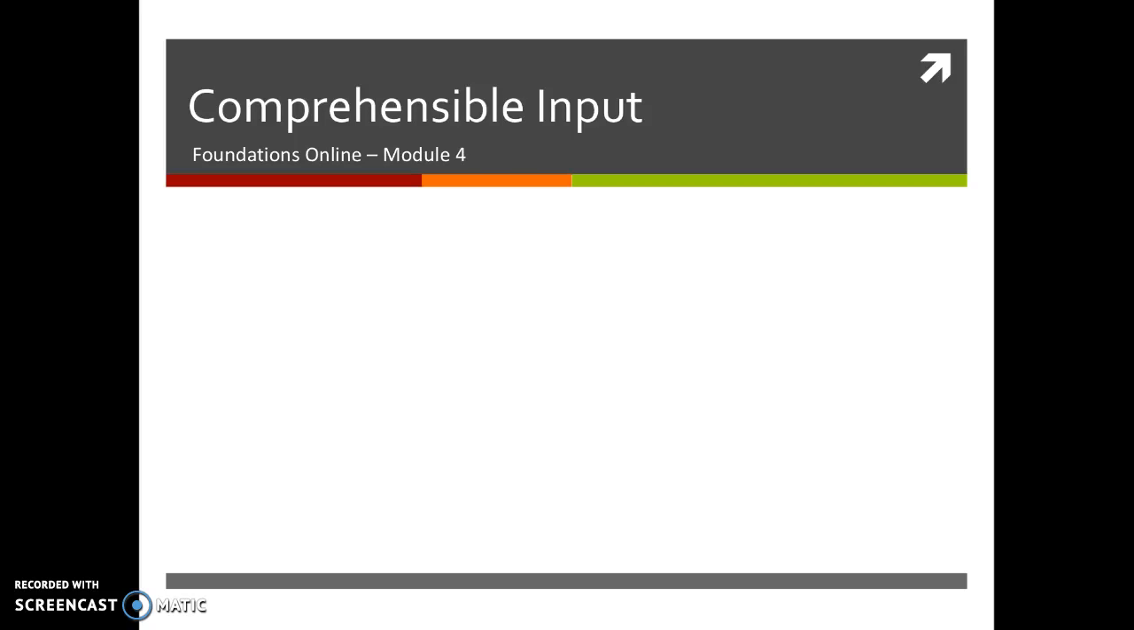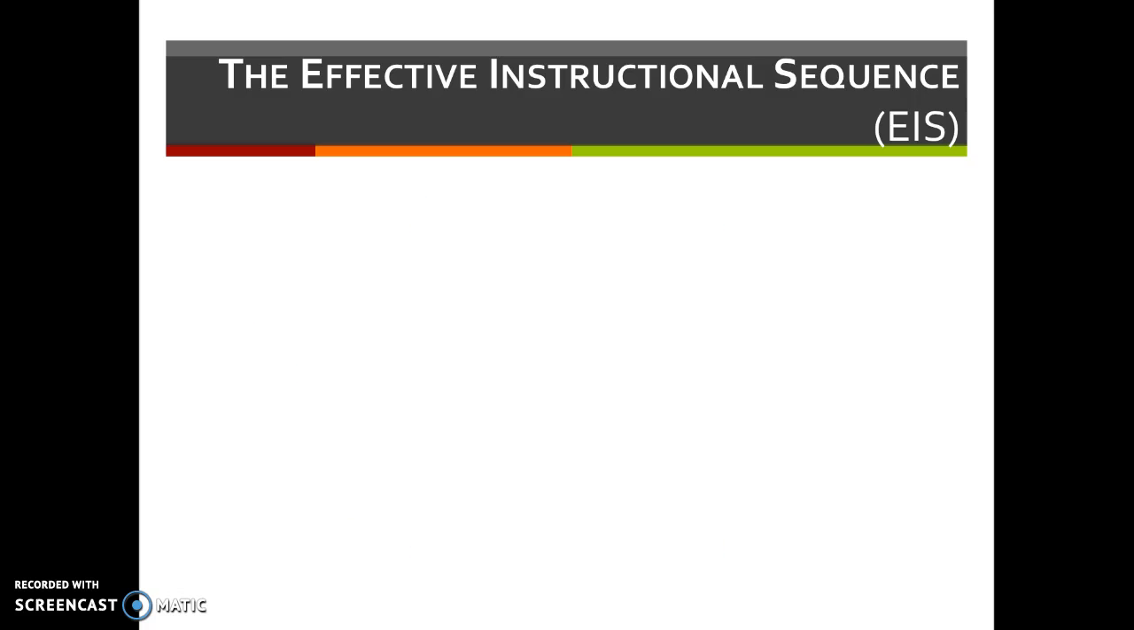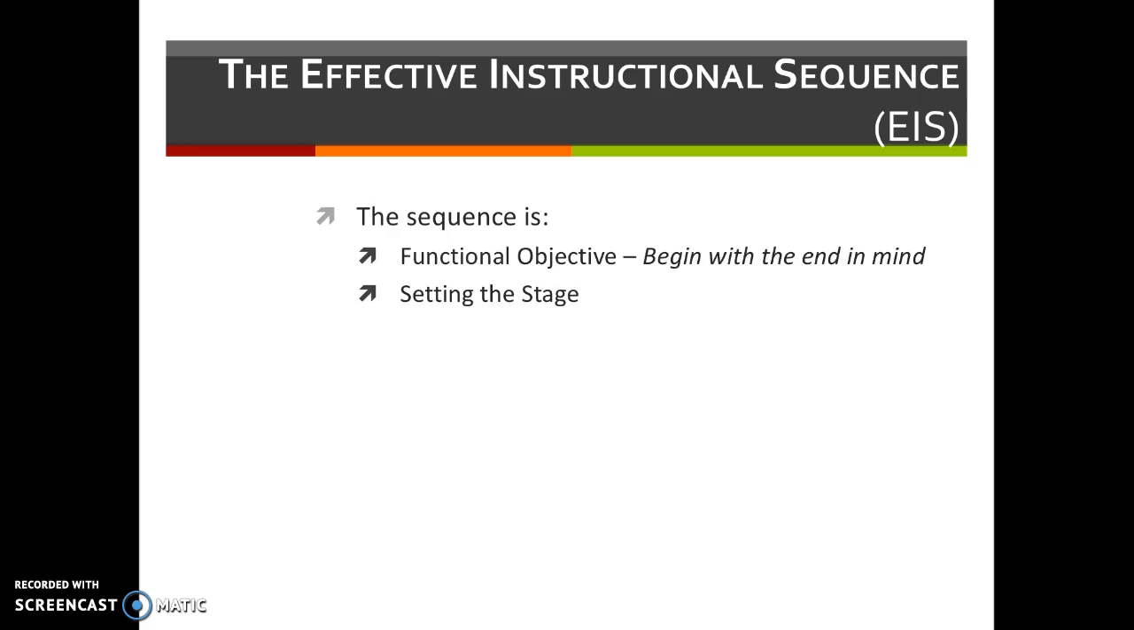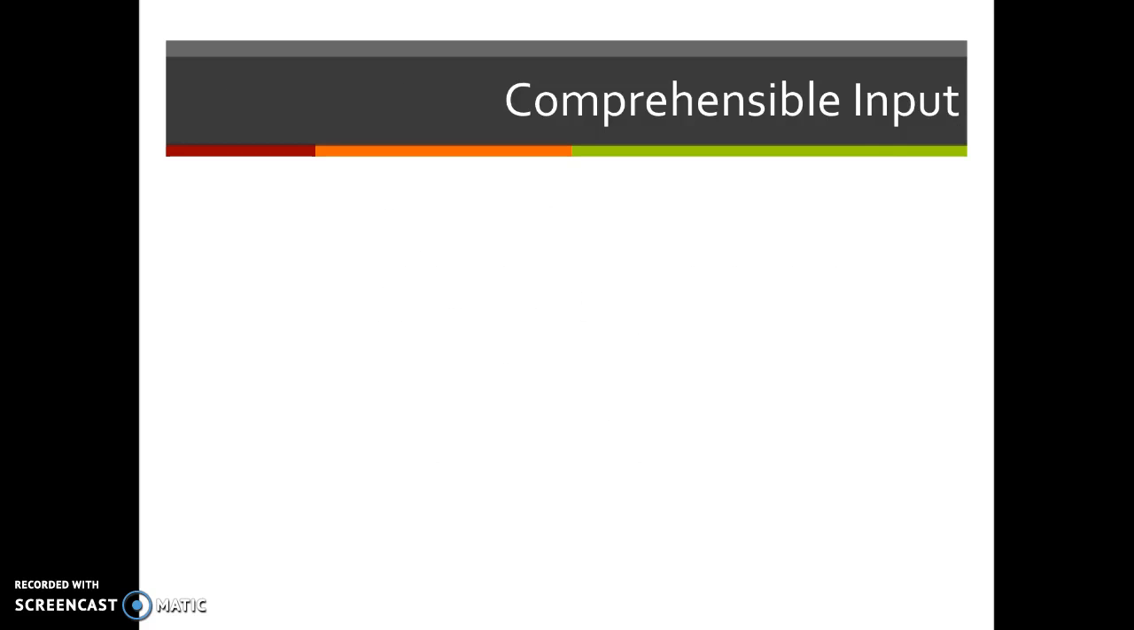Welcome back. In this presentation, we are going to discuss the characteristics of and strategies for effective comprehensible input. First, let's begin with a review of the effective instructional sequence, or EIS. The sequence is the functional objective, where you begin with the end in mind, then setting the stage, which you studied earlier in this module, comprehensible input, guided practice, independent practice, and application, extension, and assessment. In this presentation, we will focus on comprehensible input.